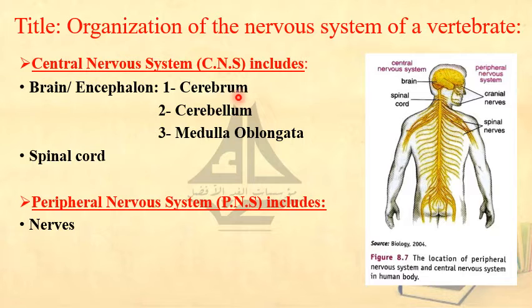The brain, I just want you to know that it is divided into three regions. We have the forebrain, the midbrain, and the hindbrain. It's divided into three parts: the cerebrum, the cerebellum, and on the back side we have the medulla oblongata. So the central nervous system includes the three parts of the brain: cerebrum, cerebellum, medulla oblongata, and the spinal cord. Here are the parts of the central nervous system. And with respect to the peripheral nervous system, it consists of nerves.